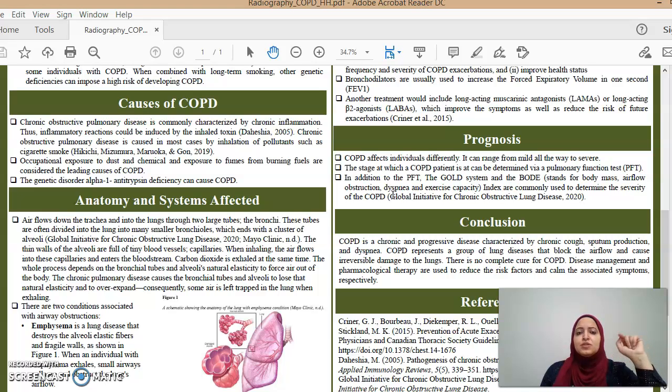To summarize, COPD is a chronic and progressive disease characterized by chronic coughing with mucus, dyspnea, and shortness of breath, and it represents a group of lung diseases that block the airflow and cause irreversible damage to the lung. There is no cure, and all the treatments are to help with the symptoms or reduce the risk factors and calm the symptoms. I'm done for today, and I'm happy to take any questions.